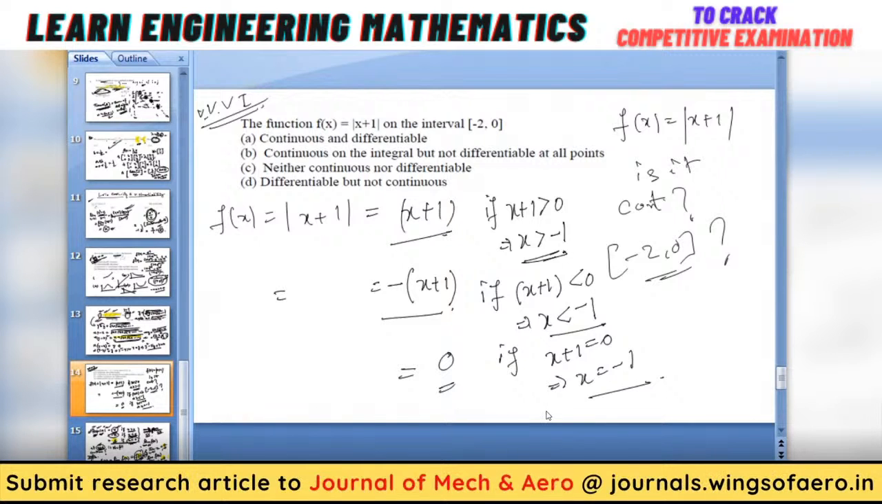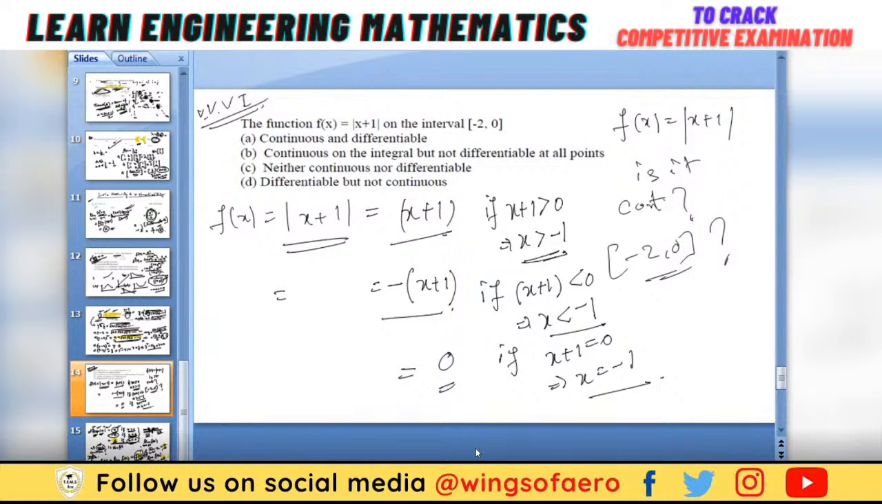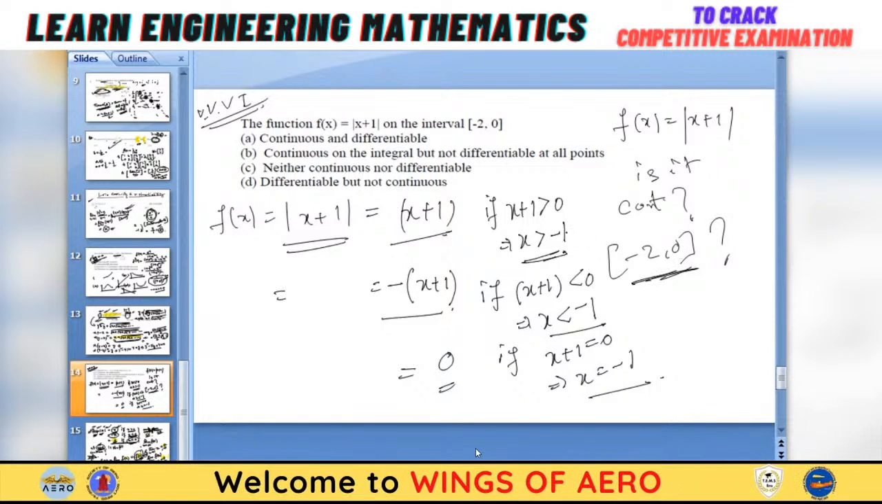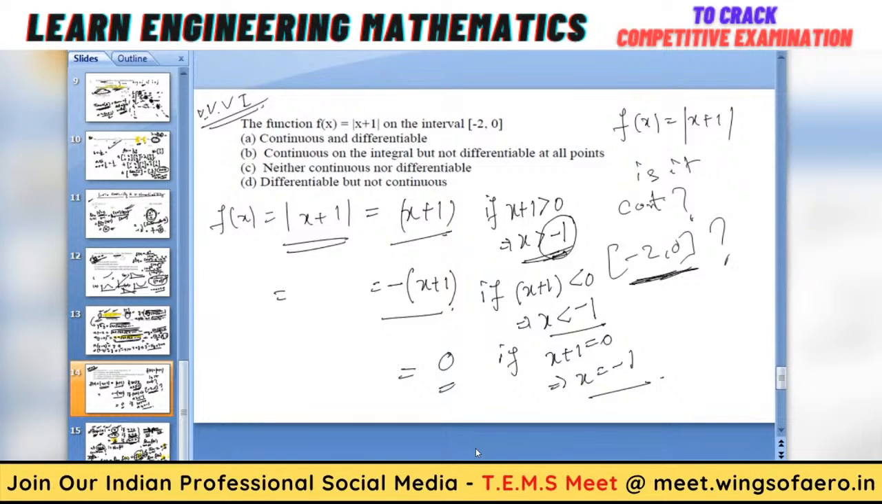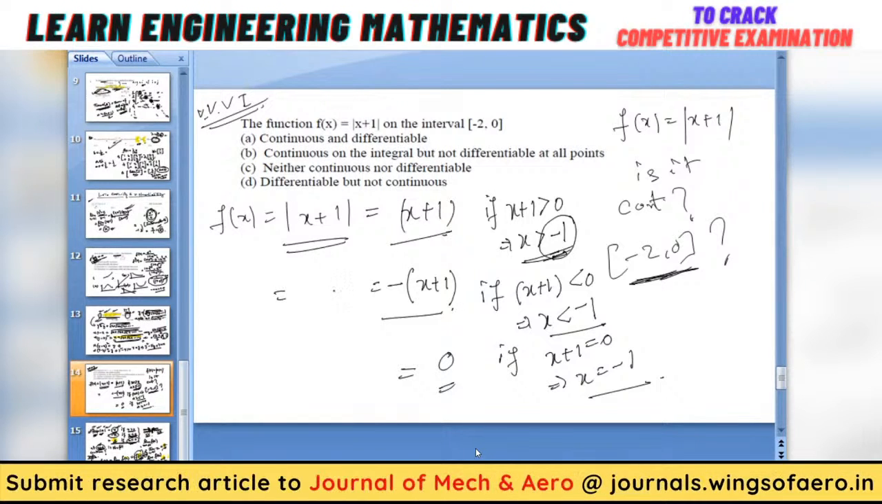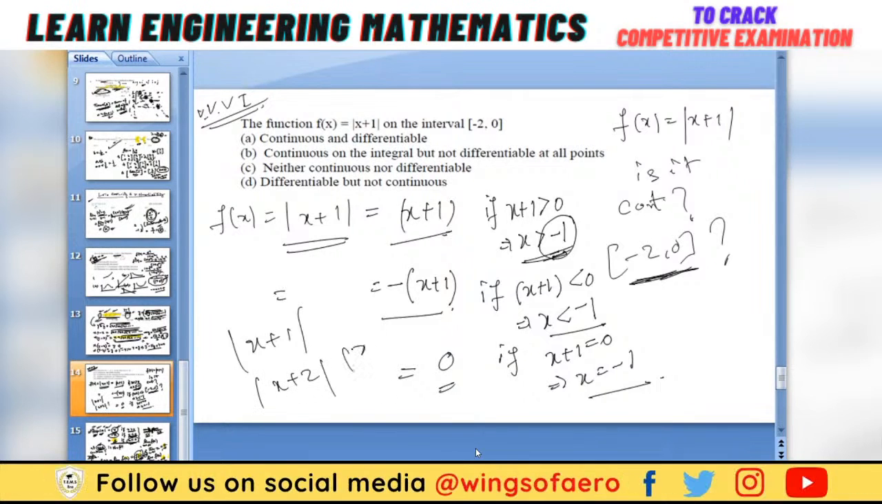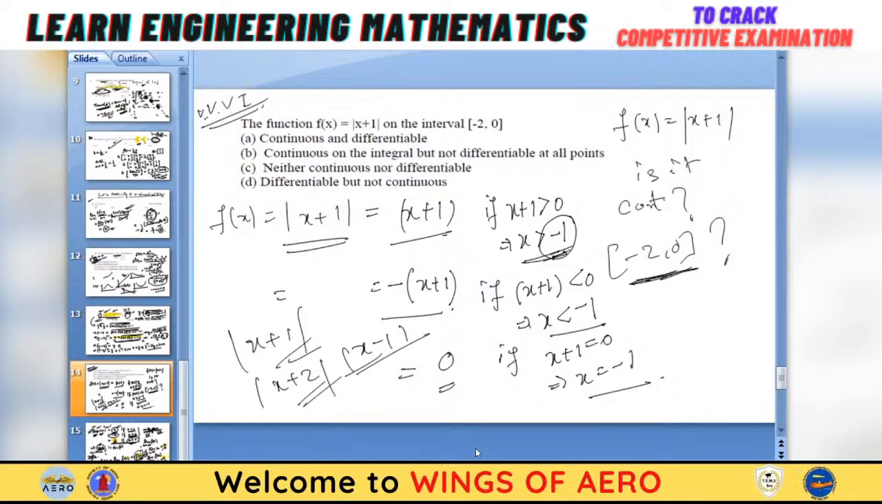And always remember, every mod function is always continuous, obviously depending on the range. Look at this function, the point -1. If the -1 point is in between this range, yes, this function is a continuous function. So every kind of function, whether it is x plus 1, mod of x plus 2, mod of x minus 1, all functions are continuous but not differentiable.